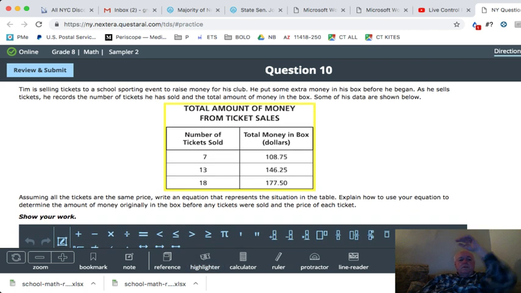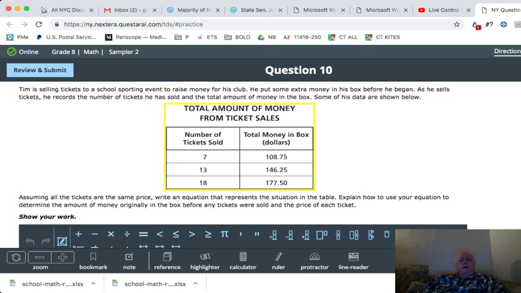Tim is selling tickets to a school sporting event to raise money for his club. He put some extra money in a box before he began. Okay, I don't see that in the table. Let's see where we're going. As he sells tickets, he records the number of tickets he has sold and the total amount of money in the box.